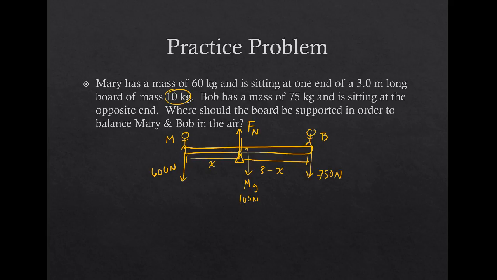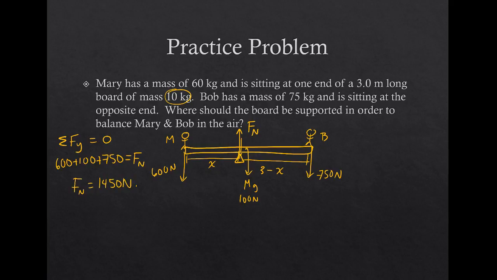And so we actually have two equations that we can set up here. We have a torque and we have a force equation. We don't have any x forces, but we can say that the sum of the y forces must equal 0. So 600 plus 100 plus 750 are all going downwards, and they have to add up to equal Fn. So Fn must be 1450.